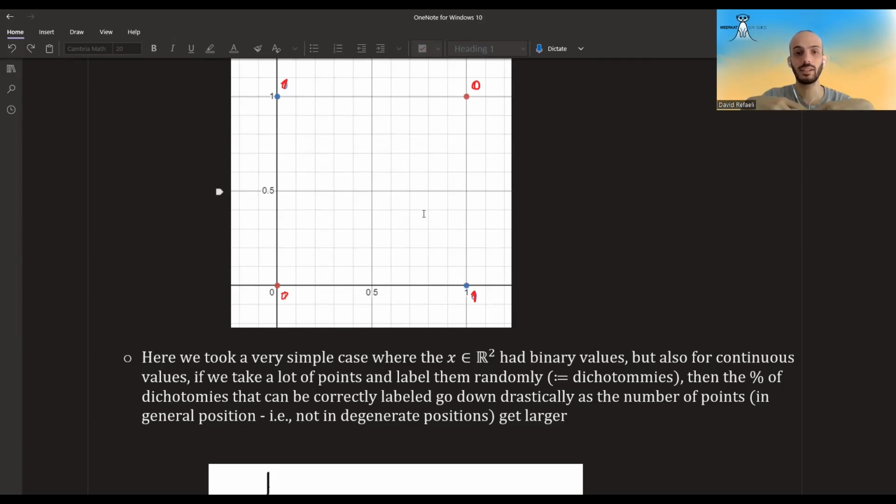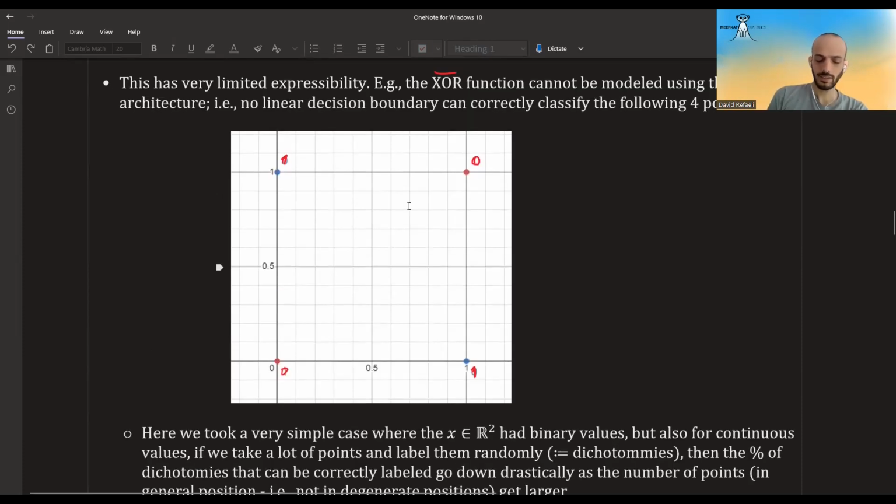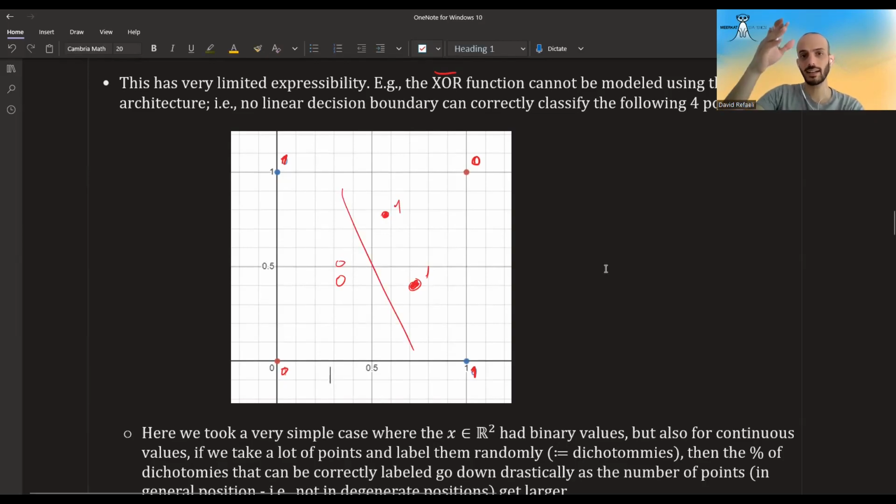For example, here in this 2D space, if I take 3 points that are in general position, meaning they are not in some degenerate form, so if they are all on the same line, I have a problem, but in general position, meaning they are not in some subspace of that big space. If I take 3 points, no matter how I want to label them, if I want to give these ones and this 0, it doesn't matter. I can find a linear decision boundary that correctly classifies it.